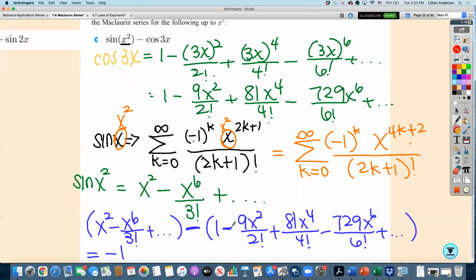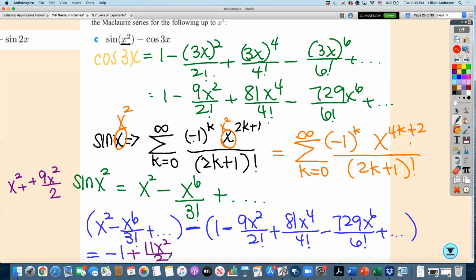And actually, let me rewrite that over here in purple. I actually have an x squared minus a negative 9x squared over 2 factorial, which is 2. 2 negatives make a positive. The only way I can add x squared to a 9x squared over 2, which would be what? And when I add together, it gives me an 11x squared over 2. We have to go all the way up to x to the 7.